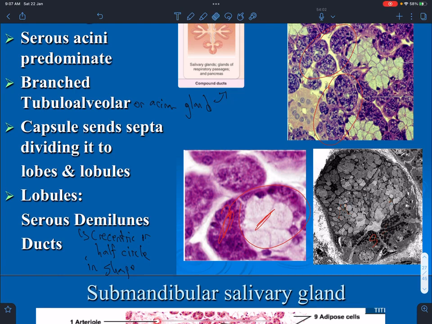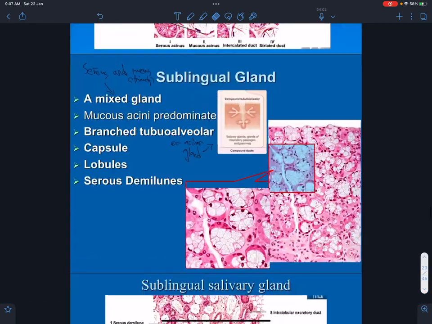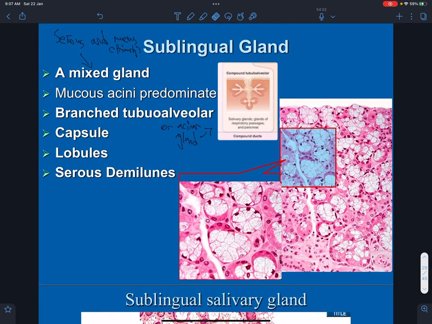Okay? So that's pretty much it for the submandibular, and that's pretty much it for the sublingual as well, because the sublingual is the same thing. The only difference is, let's give an example: let's say 90% of it contains mucus acini or tubules, and 10% serous. So as a result, when you look at it histologically, you'll see many serous demilunes, but the majority of them are what? Mucus tubules in the sublingual gland, with some serous acini capping them, forming the serous demilunes. All right? That's the only difference. Mucus acini predominate in the sublingual gland.